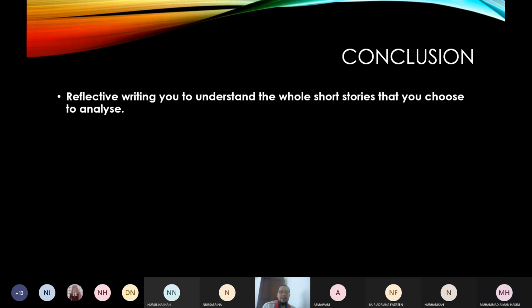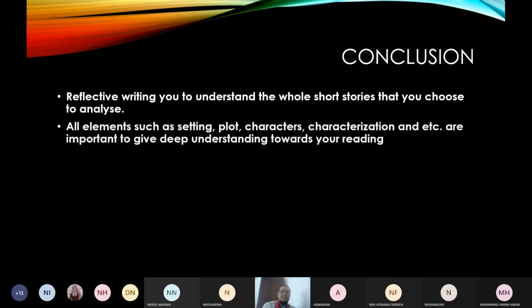Conclusion is reflective writing actually needs you to understand the whole short story that you choose to analyze. Bukan setakat you ni, tapi you kena faham betul-betul. Because you nak buat analysis and you nak buat evaluation after that. So you have to read until you understand. Alright. All elements such as setting, plot, character, characterization and etc. are important to give deep understanding. Macam mana nak faham? You kena faham setting, you kena faham plot. All the aspect I explained before is actually benda yang akan membuatkan you memahami secara lebih mendalam. Alright.